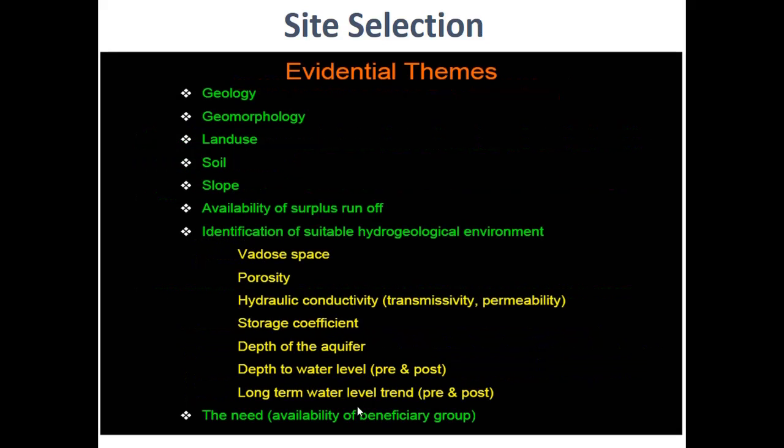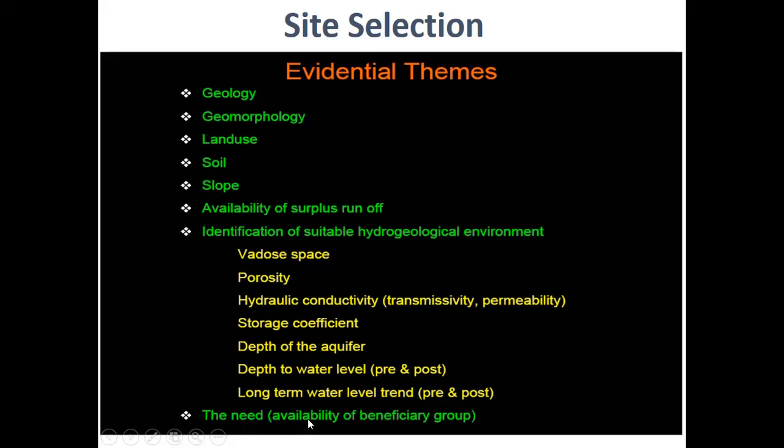What are the evidential themes for site selection? Geology, geomorphology, land use, land cover pattern, the soil type, the slope or gradient of the area, availability of surplus runoff, and identification of a suitable hydrogeological environment. In this hydrogeological environment, we have to consider the vadose space, porosity, hydraulic conductivities like transmissivity, permeability, storage coefficient, depth of the aquifer from the surface, and depth of the water table in pre-monsoon and post-monsoon times. So the long-term water level trend we have to understand before site selection.